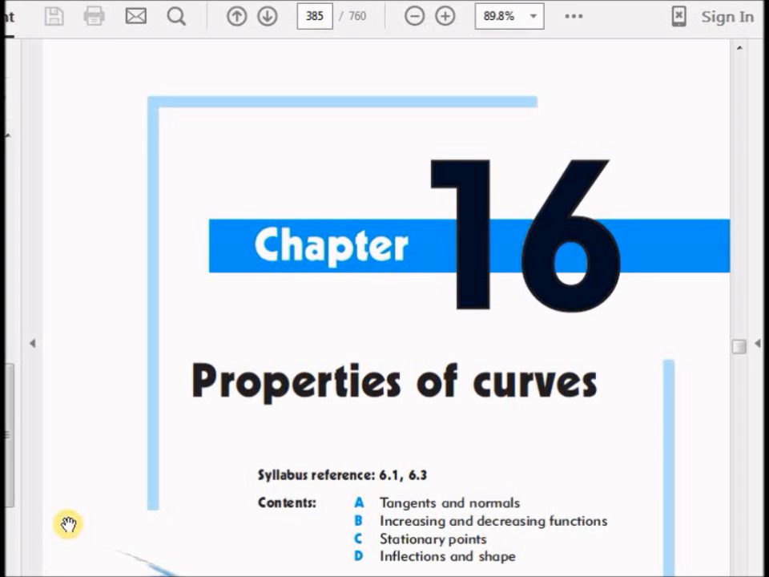We're looking at Chapter 16, Properties of Curves. As you can see here from the cover page, we are going to be talking about in Section A, tangents and normals, Section B, increasing and decreasing functions, Section C, stationary points, and D, inflections and shape.